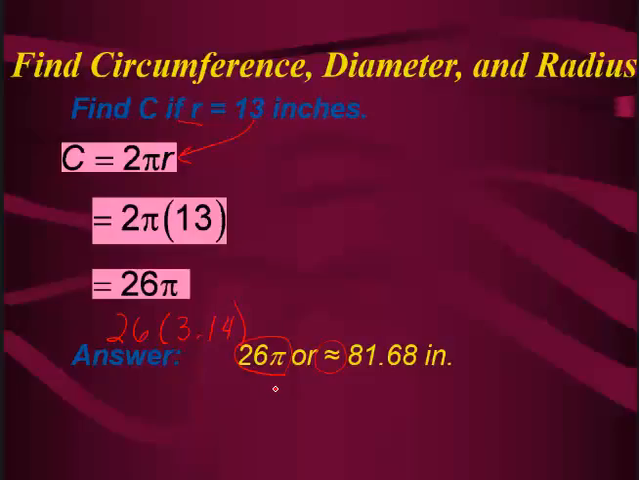Just know if you were ever to take, say, a standardized test, SAT, something like that, where it took the answers to 2 or 3 or 4 decimal places, you would need to replace that pi with your pi button or 3.14, whatever the directions say, and carry it out to a decimal. So it's good to be able to know how to do it both ways.